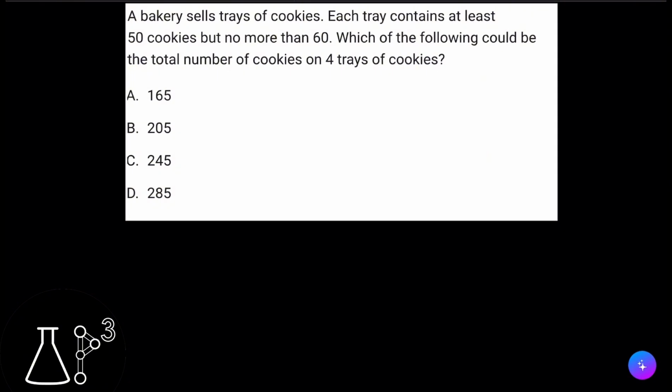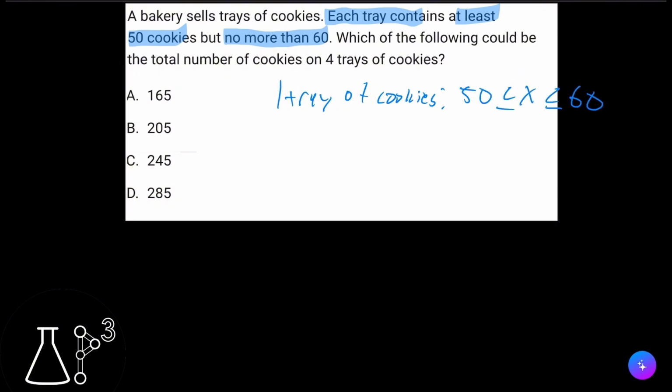So they're telling me that for one tray, there's at least 50 but no more than 60. So let me write that. For one tray of cookies, there's a minimum of 50, so I'm going to write x in the middle, but there's no more than 60. So x has to be a number between 50 and 60. But they're asking which one could be the total number of cookies in 4 trays.